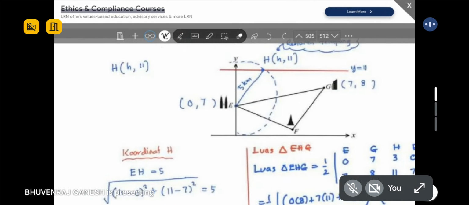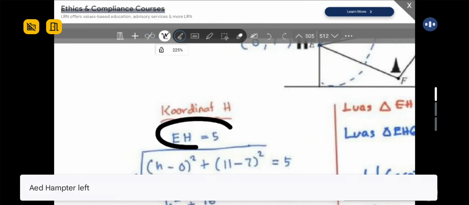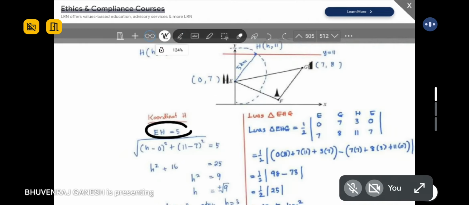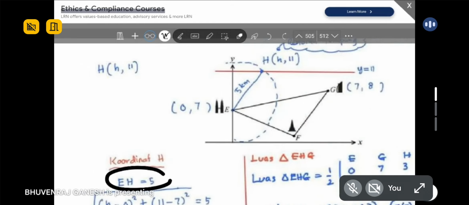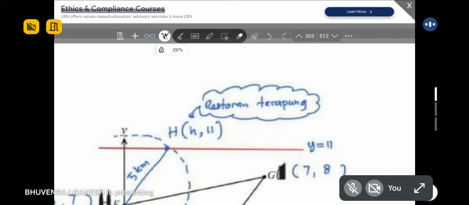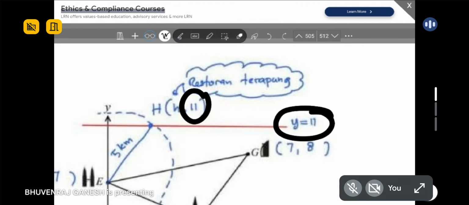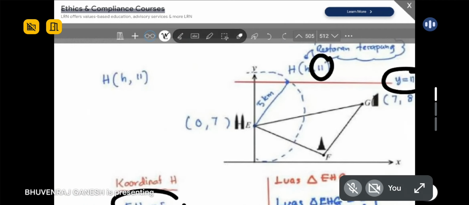The first step is, you know that you have the distance EH equal to 5, correct? So you can use the distance formula because you know the coordinate E, you don't know the coordinate H. But the Y coordinate for H, you all know is 11, because they tell you it must be on this line. Dia kena ada pada garis tu. So that means the Y coordinate is automatically 11. X coordinate, we don't know. So you just label it as H, based on the question.